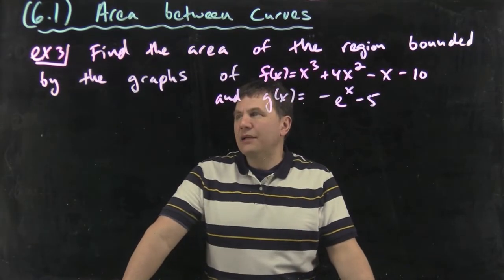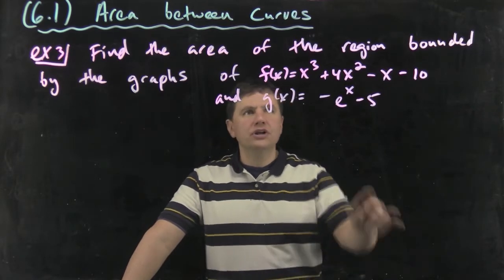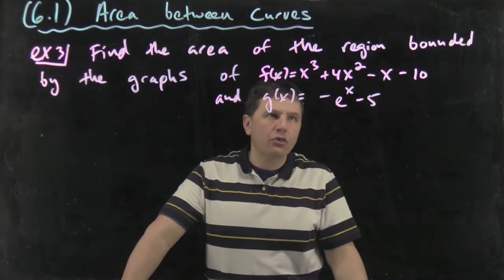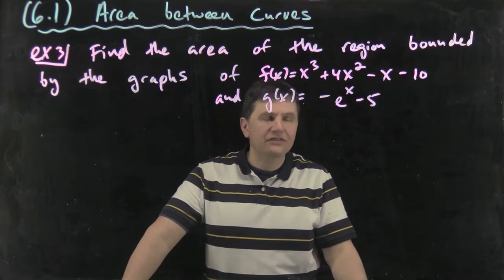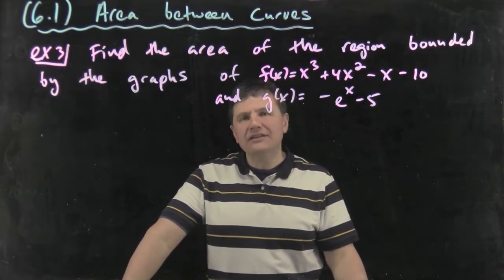Okay, example 3, find the area of the region bounded by the graphs of the function f of x, which I have up here, x to the third plus 4x squared minus x minus 10, and g of x, which is equal to negative e to the x minus 5.